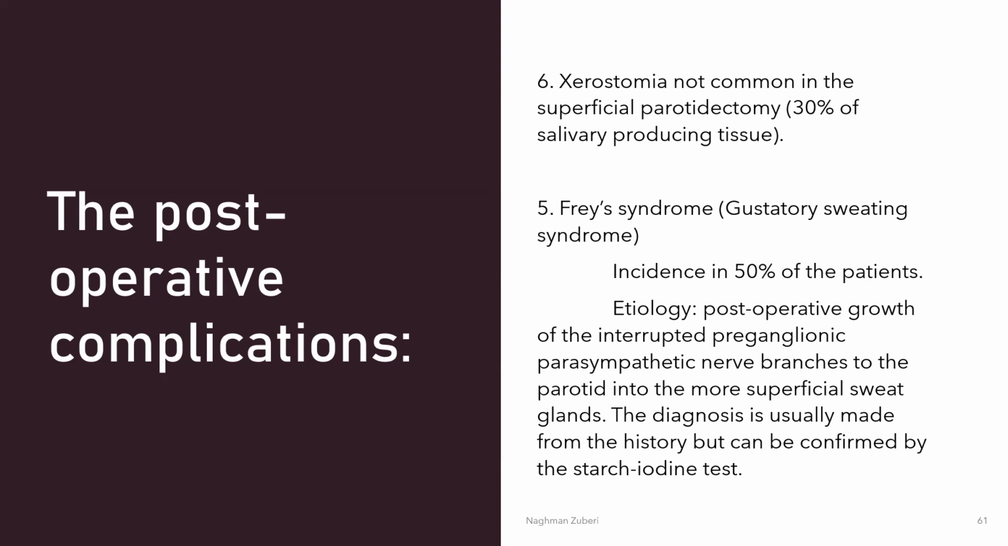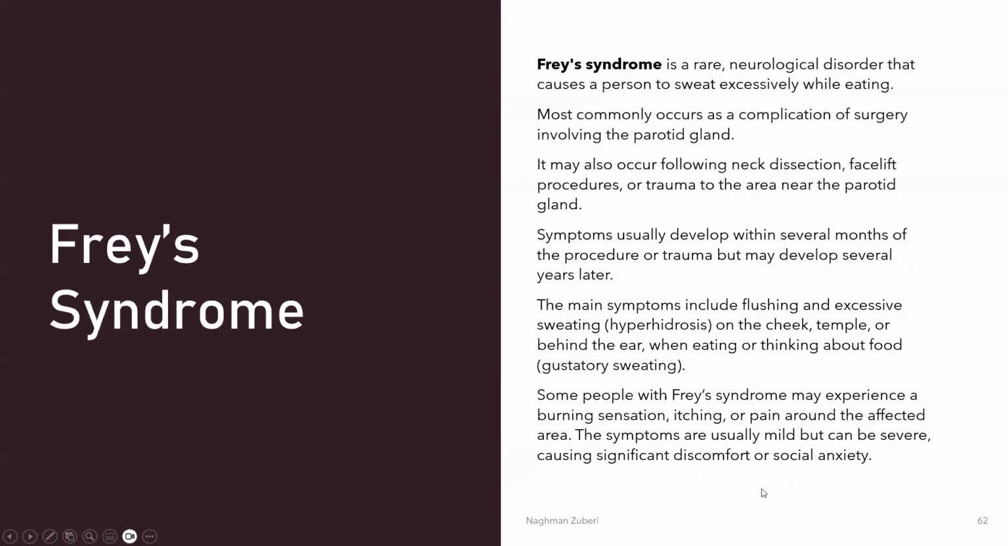Frey syndrome is also a complication. That is gustatory sweating syndrome. The person is eating and they are sweating. Incidence is up to 50% of patients. Etiology: post-operative misdirected regrowth of the interrupted preganglionic parasympathetic nerve branches to the parotid into the more superficial sweat glands. The diagnosis is usually made from the history but can be confirmed by the starch iodine test.